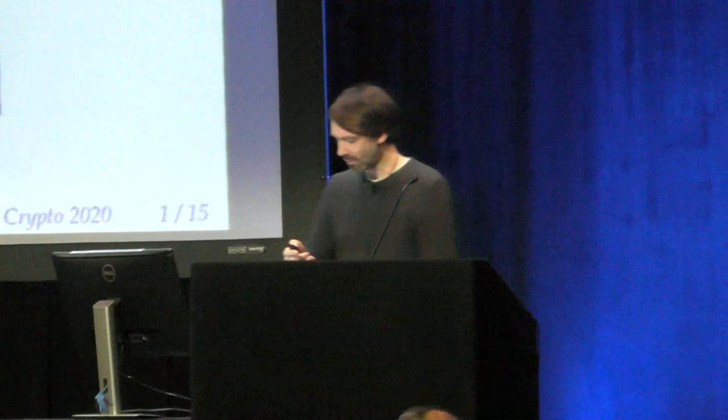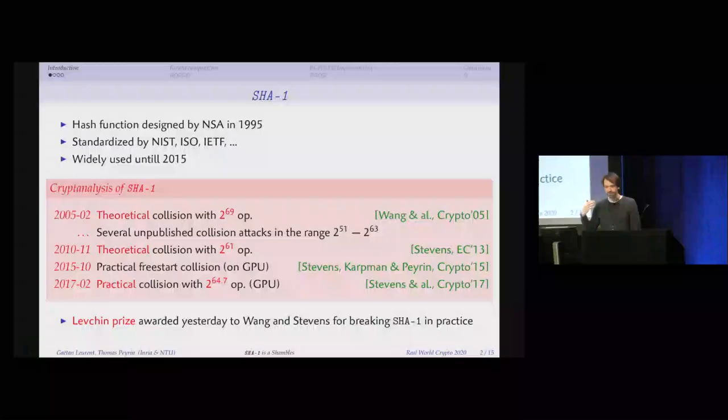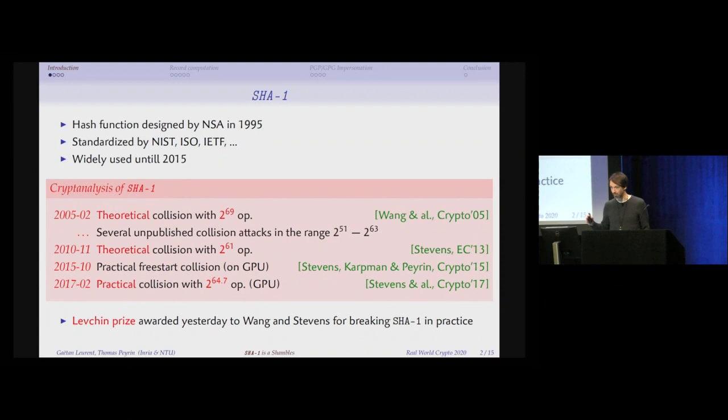You probably know SHA-1 is a hash function, designed in 1995, and it was broken about 15 years ago. This was actually a breakthrough result at the time, so attacks really do get better. We went from no attack to a significant attack. And this attack was theoretical for a long time because the complexity is relatively high, 2^69, and it's also a very technical attack. So it took a lot of effort, a lot of theory and practice before this was actually implemented, and this was done about 3 years ago by Marc Stevens and co-authors, and this whole line of work got the Levchin Prize yesterday to Wang and Stevens.